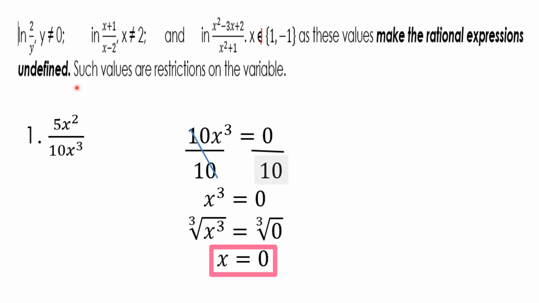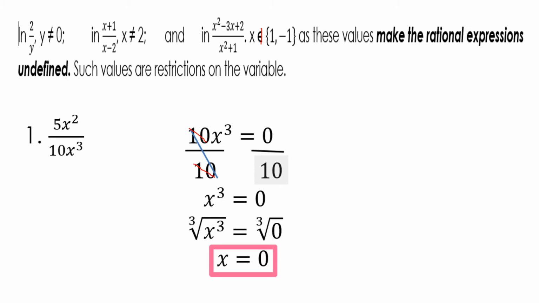So how can we get the restrictions? To solve for the restrictions, we copy the denominator, then equate it to 0. So we have here the denominator 10x cubed. You just copy it, equate it to 0, and then solve for x. So we have 10x cubed equals 0. To remove 10, we divide both sides of the equation by 10. So 10 divided by 10 is 1, and 0 divided by 10 is still 0.